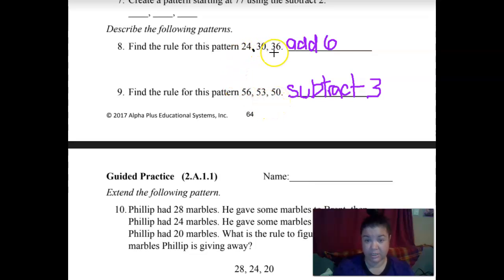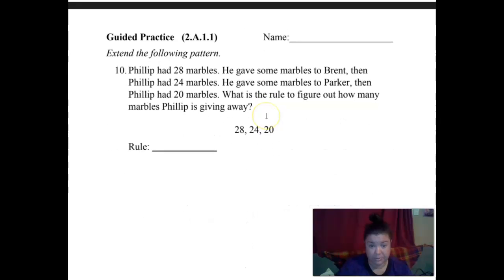So we knew this one was addition because the numbers were getting bigger, and this one was subtraction because the numbers were getting smaller. Okay, then you just had to figure out by how much. So you either had to count forward or count backwards, didn't we? Good. Okay, now we're going to get into some word problems. Let's look at this one.